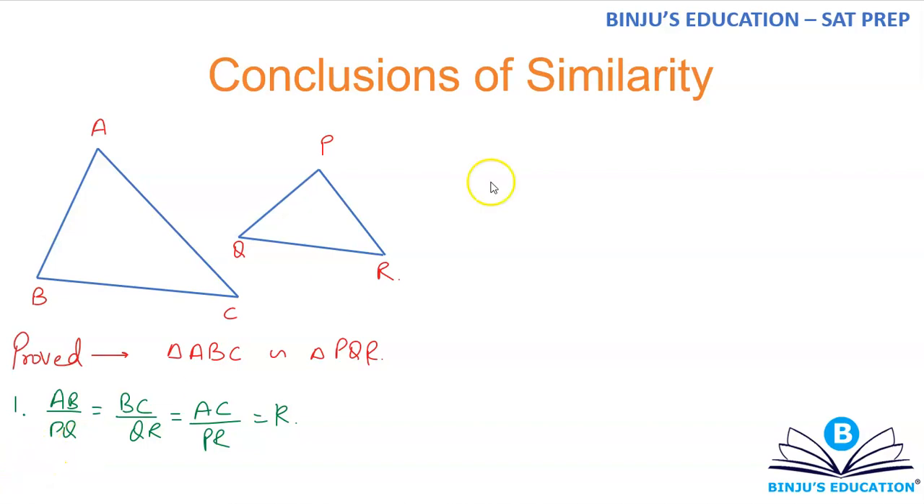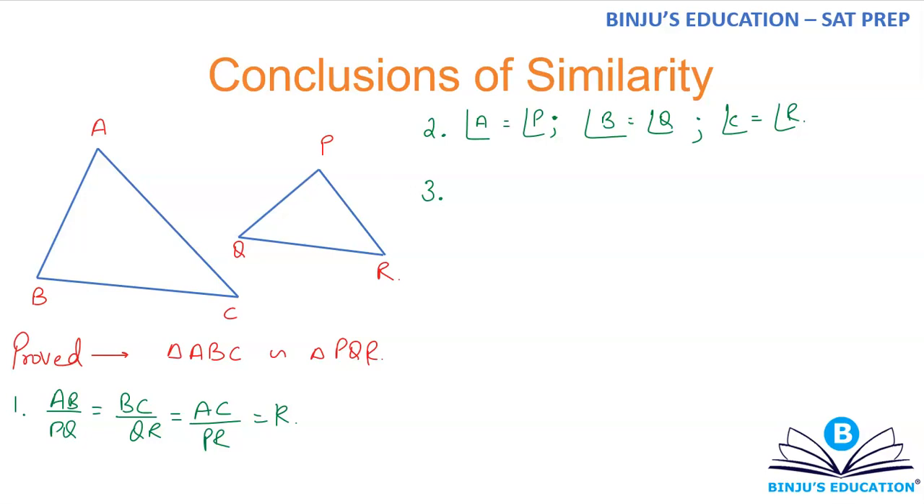The second thing that you can conclude is that if the two triangles are similar, then their corresponding angles are equal, which means angle A is equal to angle P, angle B is equal to angle Q, and angle C is equal to angle R. This is the second thing that I can conclude. Now again, the naming is important. If I would have said that ABC is similar to PRQ, then A would be corresponding to P, B would be corresponding to R, and C would be corresponding to Q. So these are the things which will change.